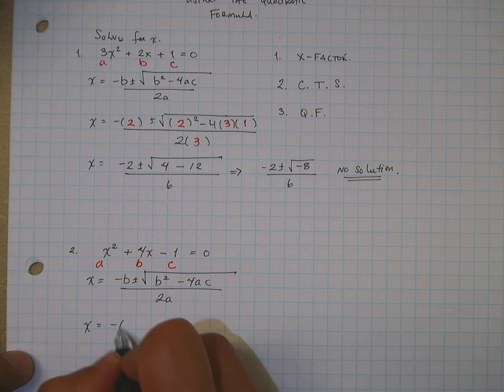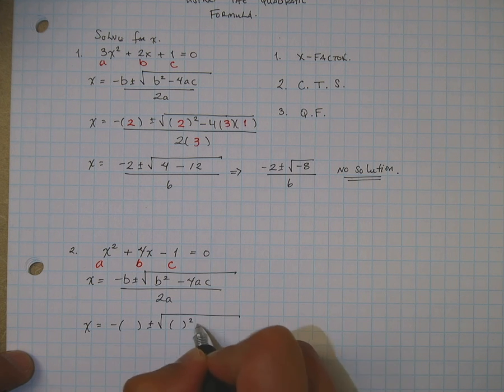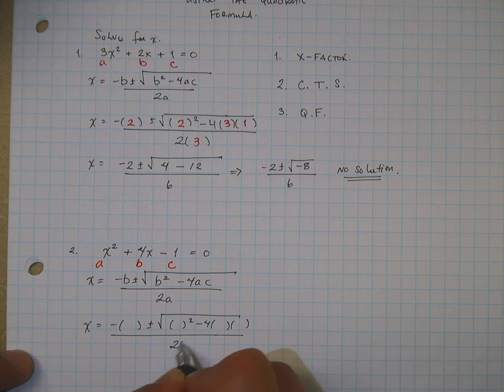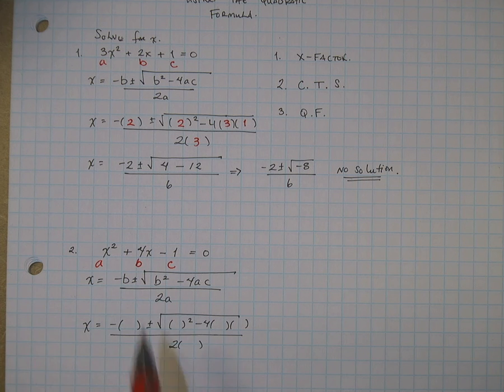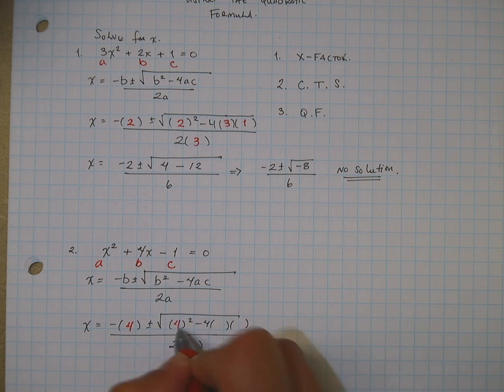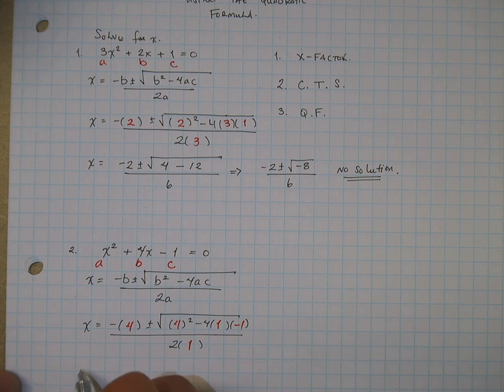x is equal to negative, parentheses, plus or minus. Just make sure you're careful with the signs. If there's a minus in front, you have to use a negative. So what coefficient is next to the x squared? That's a 1. For b, I have to put a 4. Right here, a, you put a 1, and then another negative 1. And then you just do the math.